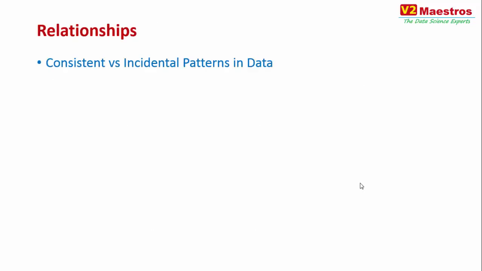Some more things about relationships. One of the things you want to bother about, when you see a relationship between two attributes, is whether the relationship is consistent or incidental. Now, relationships can also be called patterns. Patterns are what you see in data, patterns of behavior. Sometimes the pattern of behavior might be consistent because it happens all the time. When it happens all the time, you can actually predict such a behavior in the future.